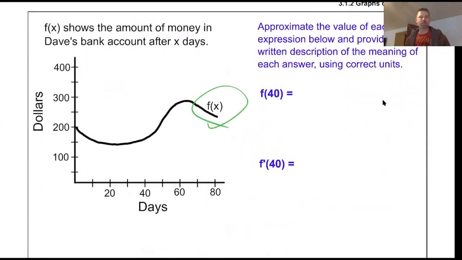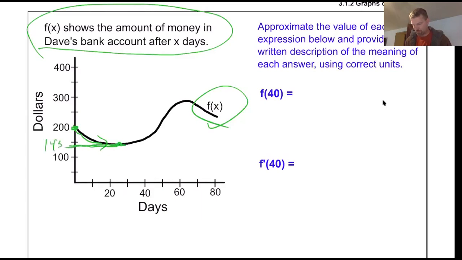That has an actual meaning associated to it. It says f of x shows the amount of money in Dave's bank account after x days. So it says, hey, he's got some money. He started out with $200. He lost money or withdrew it until he ended up bottoming out right about here. What is that? Maybe 140-ish, 145. And then he gained some more money till he maxed out right about there, whatever that is. And then he lost some more or withdrew some. That's just a running account of the money he has in his bank account.